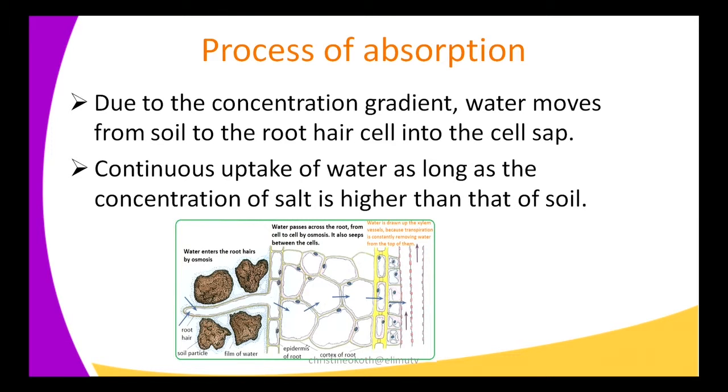So our illustration demonstrates how the water moves from the soil. It enters the root hair by osmosis. Then the water passes across the root from cell to cell by osmosis. It also seeps between the cells. So from the root hair, it goes in between the cells. The flow continues because there's a difference in the concentration gradient until it reaches the xylem, which is responsible for the uptake of water.